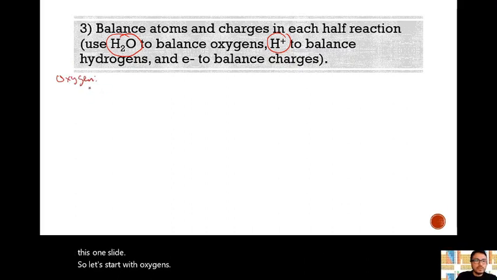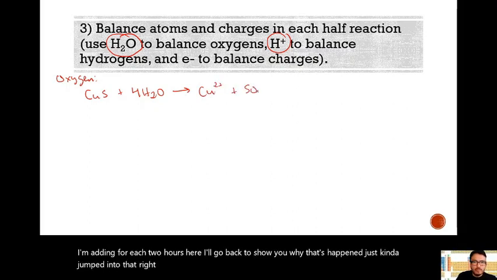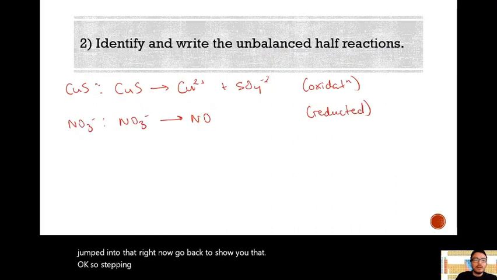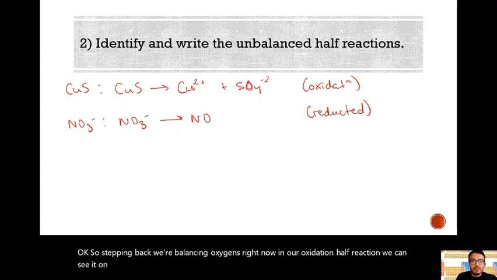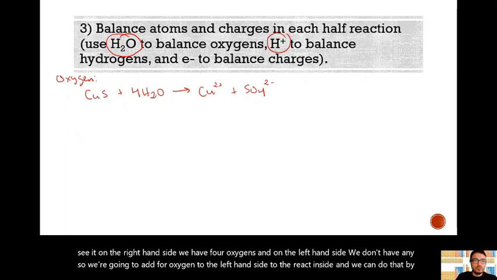Okay, so CuS, 4H2O. I'm adding 4 H2Os here. I'll go back to show you why that's happened. Just kind of jumped into that right now, but I'll go back to show you that. Okay, so stepping back, we're balancing oxygens right now in our oxidation half reaction. We can see that on the right hand side we have 4 oxygens, and on the left hand side we don't have any, so we're going to add 4 oxygens to the left hand side, to the reactant side, and we can do that by adding 4 waters. So there are 4 waters.